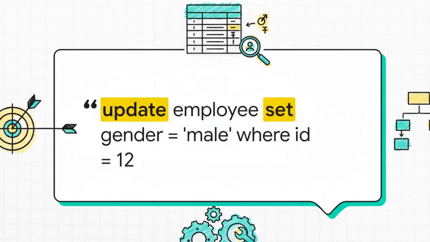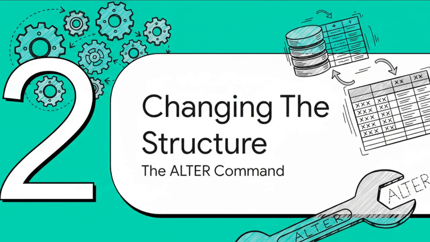And the fix is just as simple as before. We use update to make a surgical strike on this one record, setting the gender to male, where the ID is 12. This is exactly what update is for, these small, super targeted fixes. So we've totally mastered correcting the data.